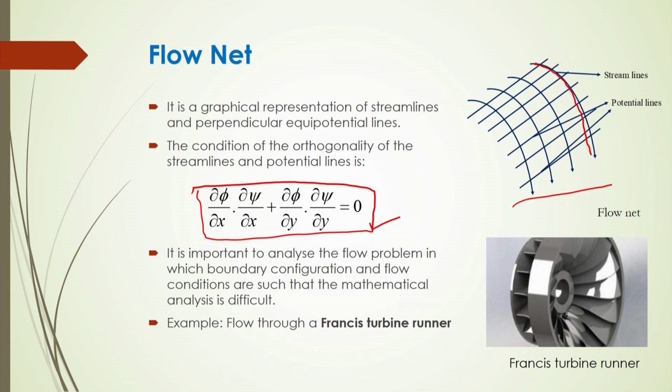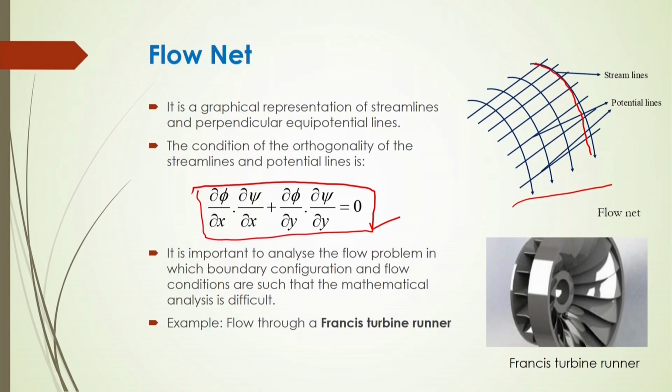So, where is this flow net used, or why is it so important? It is important to analyze flow problems in which the boundary configuration and flow conditions are such that the mathematical analysis is very difficult. Like a Francis turbine runner, in that case you will see flow through this runner will have a complex flow pattern. So, to characterize this flow pattern, the flow net is used.